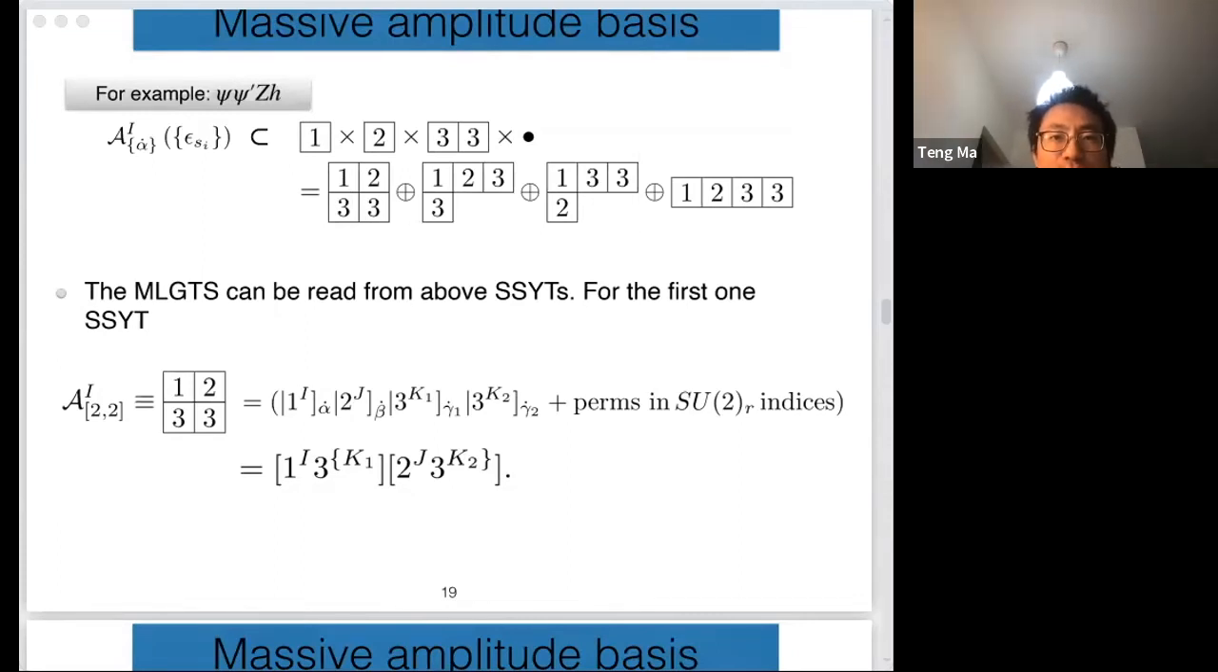I forgot to mention that the box field number is just to label the index of different polarization tensors. So you can easily read out the contraction between the polarization tensors. According to the permutation symmetry of the polarization tensor in Lorentz index contraction, you can easily read out the A basis expression. So this is the explicit expression of the A basis contracted from the first Young tableau, like this. It's very easy to construct.